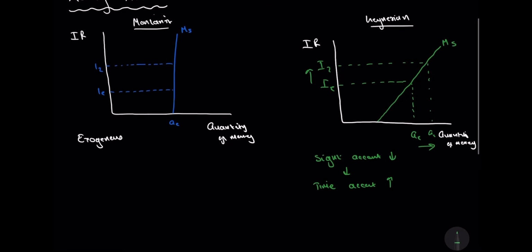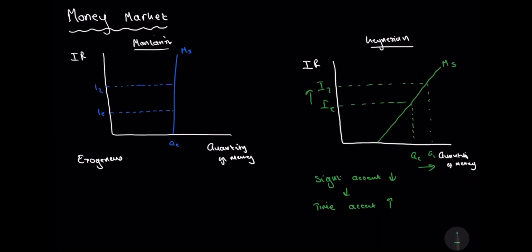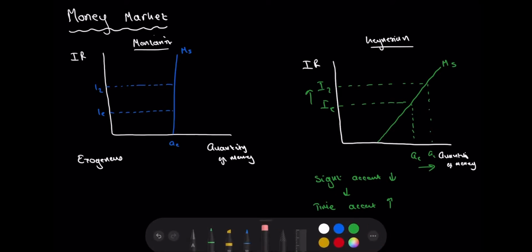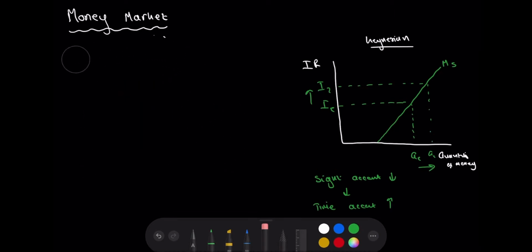So that's a basic overview of the money market with the monetarist view and the Keynesian view. Next, what we're going to look at is the demand for money.